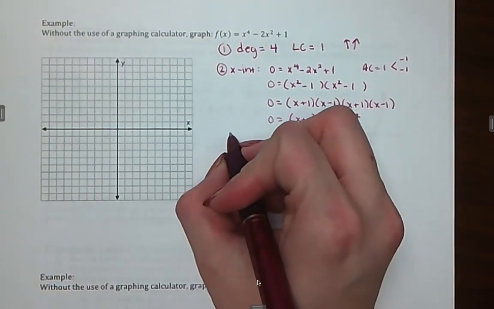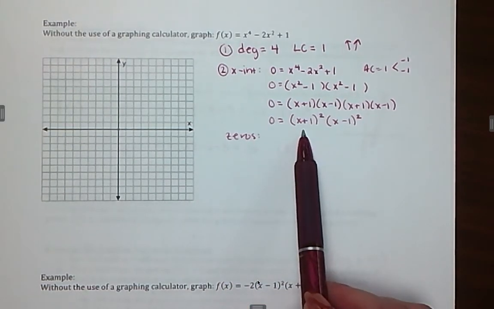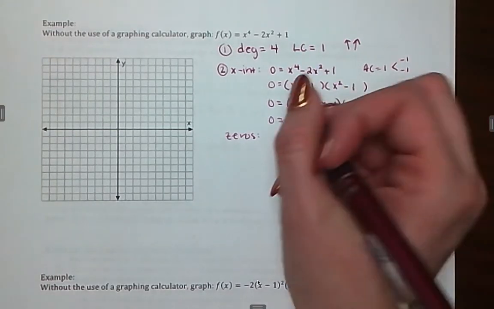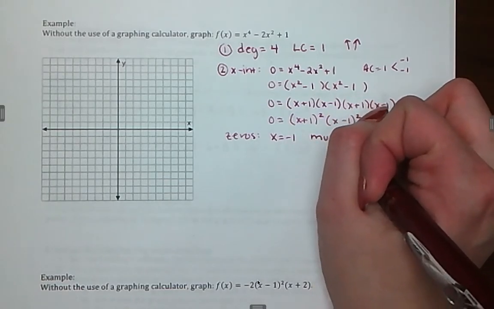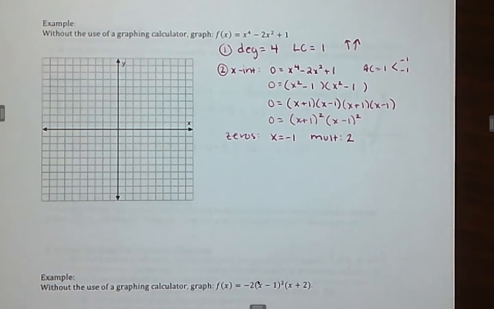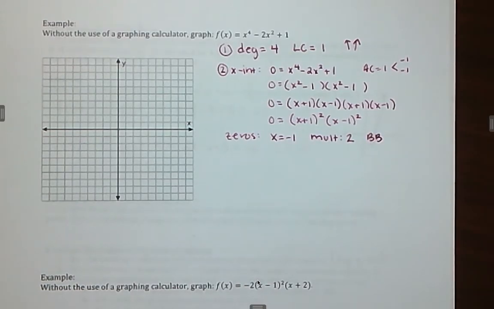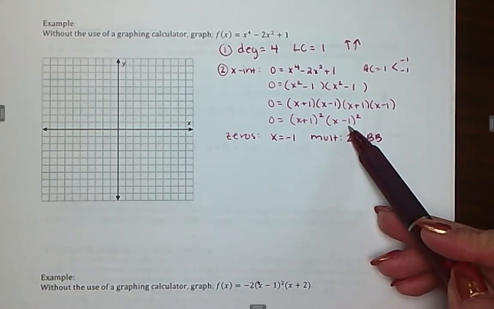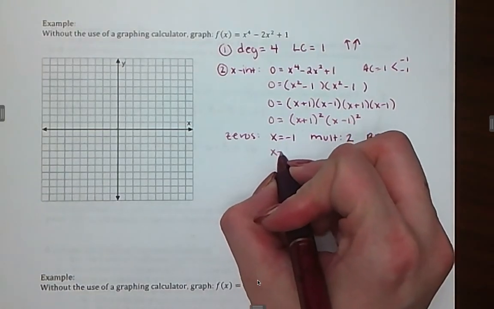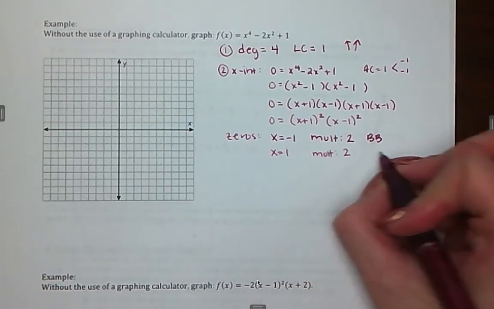Okay, so our zeros. If x plus 1 is in parentheses, what does x equal? Negative 1. What's the multiplicity? How often does that occur? Twice. So is it going to cross through or bounce back on our graph? Bounce back. Looking at our second parentheses, x minus 1, what does x equal? 1. That multiplicity is also 2, and it's also going to bounce back.